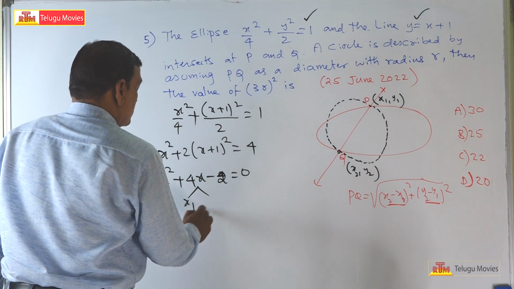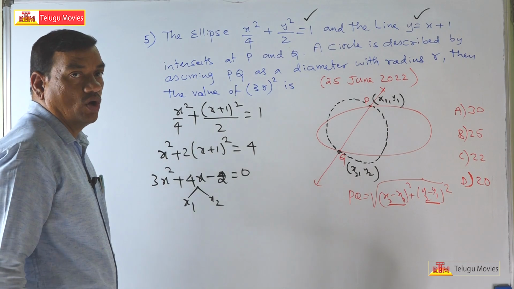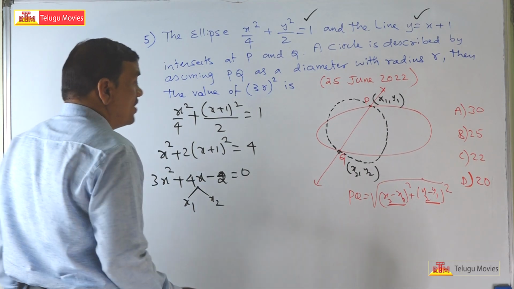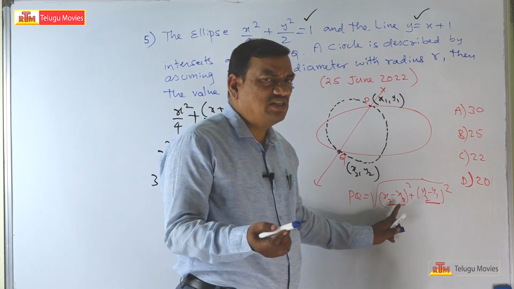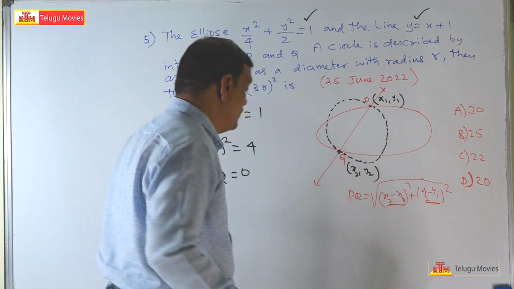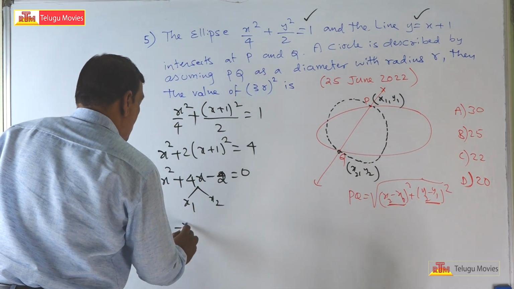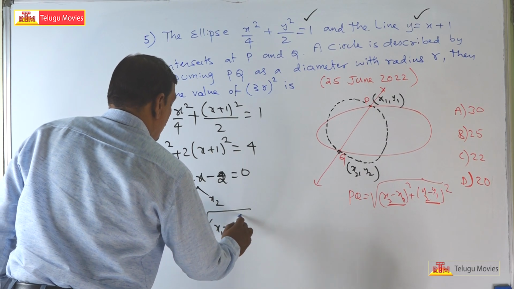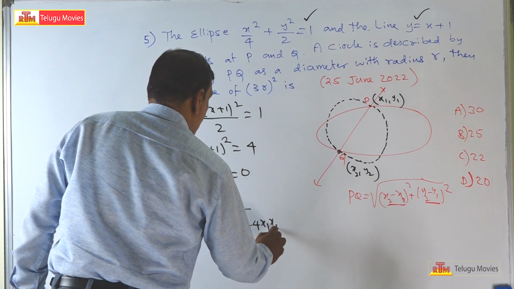So, one root is x1, another root is x2. Now, what is the difference of roots? Because we want x2 minus x1 or x1 minus x2, no problem. So x1 minus x2 is equal to under square root of (x1 plus x2) whole square minus 4 times x1 x2.